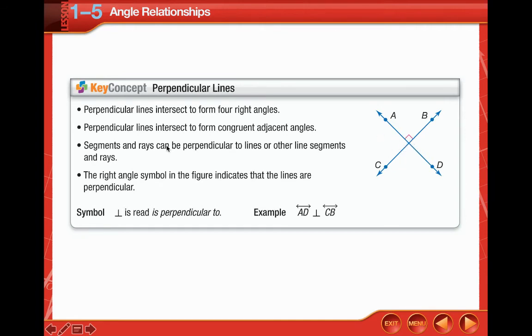Segments or rays can be perpendicular to lines, to other line segments, and to rays. The right angle symbol in the figure indicates the lines are perpendicular. So when your wall hits your ceiling, they're perpendicular. When your wall hits your floor, that's perpendicular. Wall and floor are perpendicular. That's what it is. It equals a right angle.